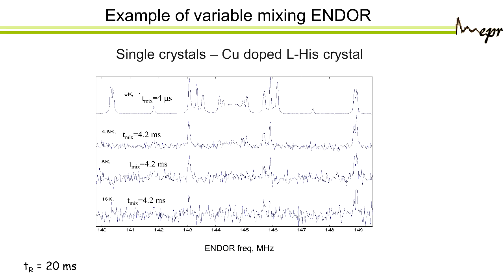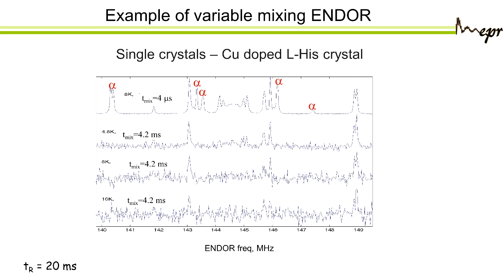Just to show you an example, here again with a single crystal of doped copper histidine, this is the spectrum, and now we start increasing this mixing time. You see some lines disappear, some stay, right? You see this one is here, the other one is gone. Now, this one is here, the other one is gone. So you see that they have opposite signs. You can get the absolute sign.